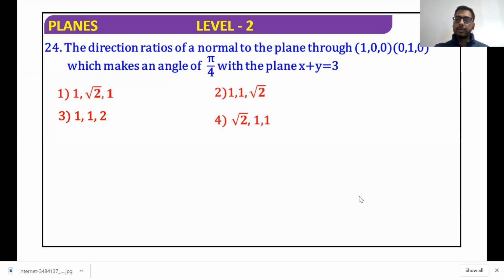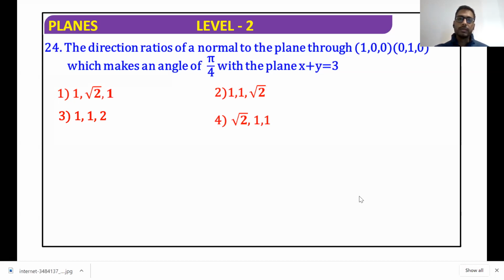To get angle, we'll use a cos theta formula. Cos theta over here is given as 45. And what is value of cos theta? Value of cos theta is A1, A2 plus B1, B2 plus C1, C2 upon under root of A1 square plus B1 square plus C1 square multiplied with A2 square plus B2 square plus C2 square.